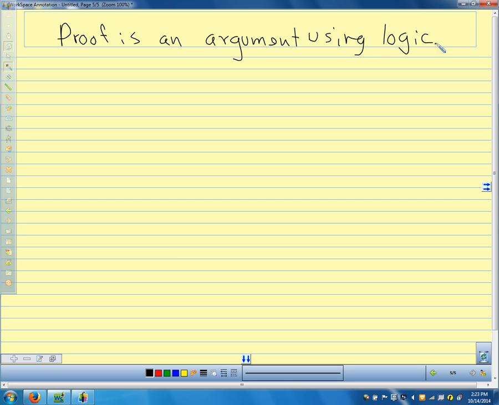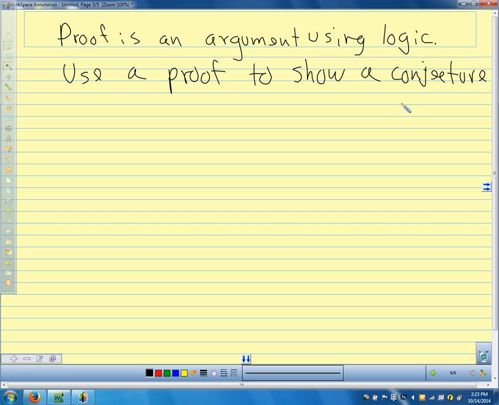So we start with something that we know is true, and we figure out what else must be true. We use a proof to show a conjecture is true.